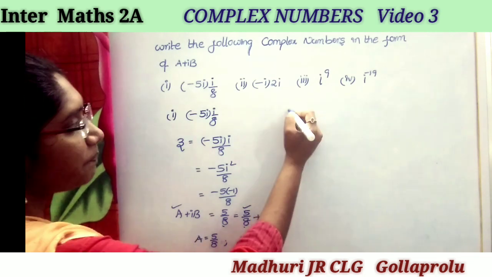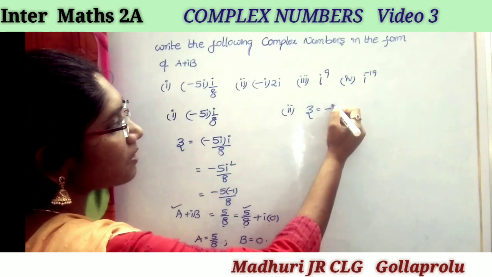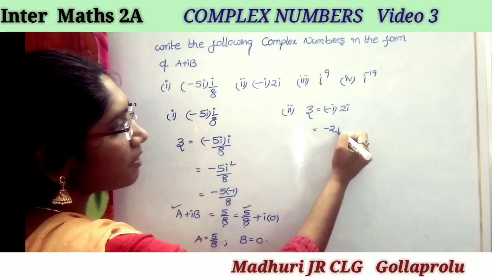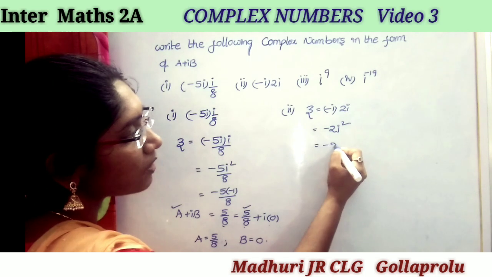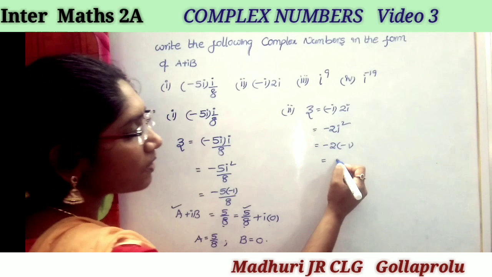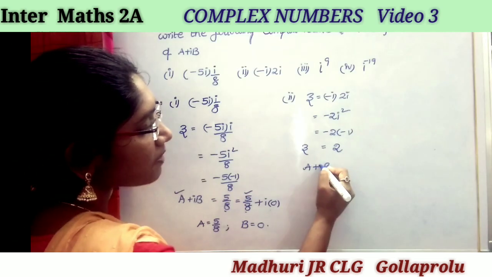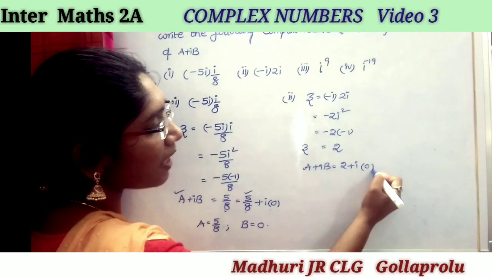Now the second question is z is equal to minus i into 2i. Okay, this is equal to minus 2i square. i into i is equal to i square. But what is i square value? i square is equal to minus 1. So this total value is equal to 2. So a plus ib is equal to, now what is this 2? 2 is equal to 2 plus i into 0.